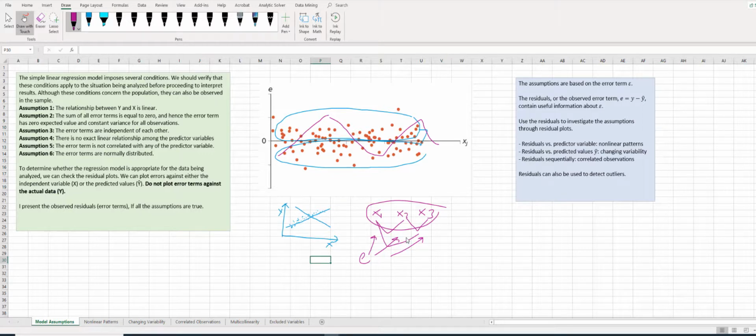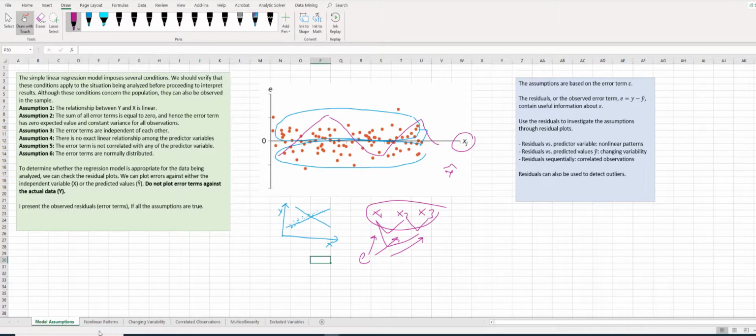So to determine whether the regression model is appropriate for the data being analyzed, we can check the residual plots. We can plot errors against either the independent variable, like in this figure, or the predicted values y hat. But we do not plot error terms against the actual data. So in the next section, we will talk about violations of the assumptions.